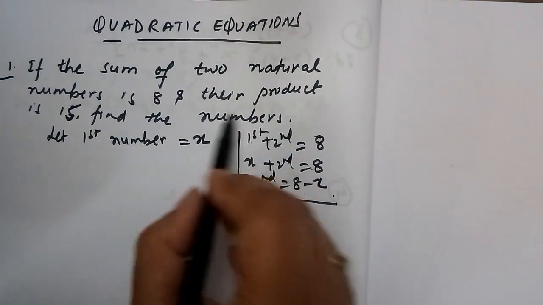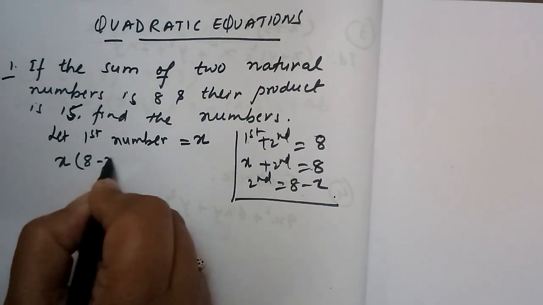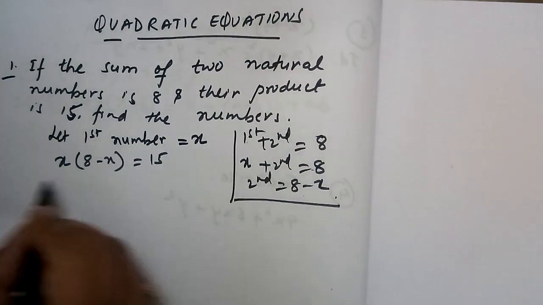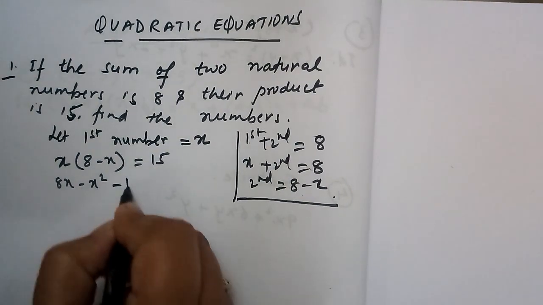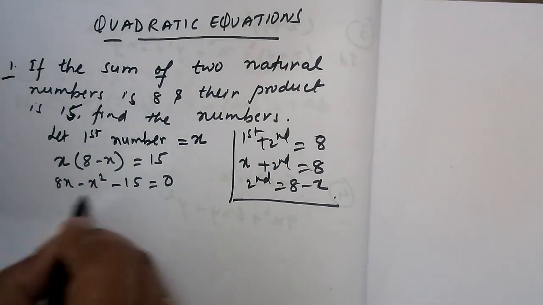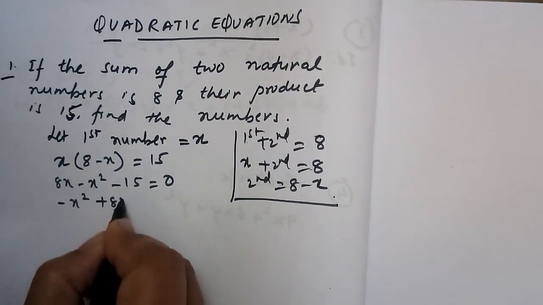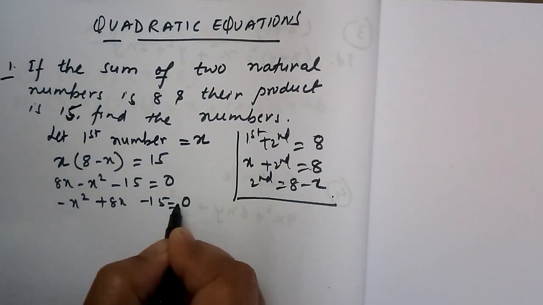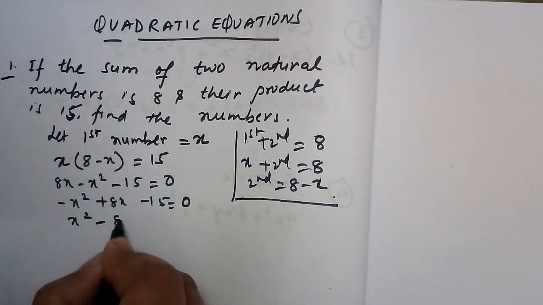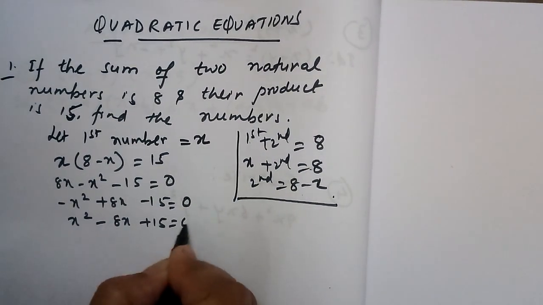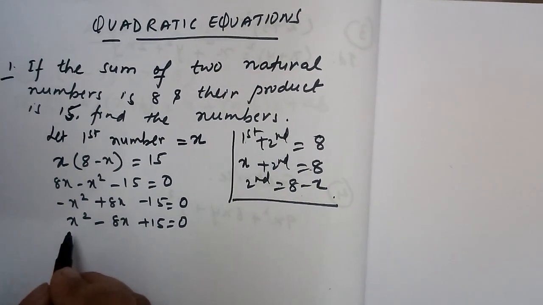Now using the second condition, their product is given as 15. So first number into the second number gives me 15. I open the brackets, I get 8x minus x square. I bring this 15 to this side, minus 15 equal to 0. I rewrite this in the standard form. So I get minus x square plus 8x minus 15 equal to 0. I multiply the whole equation by minus sign. So I get x square minus 8x plus 15 equal to 0. I multiplied it by a minus sign just to make this x square positive. There is no other reason for that.